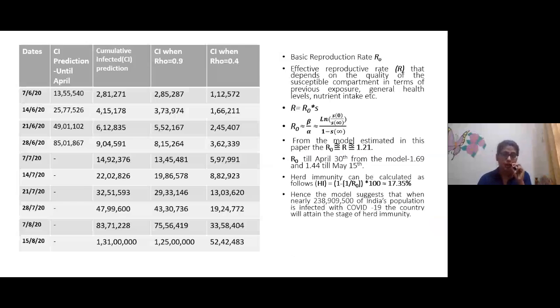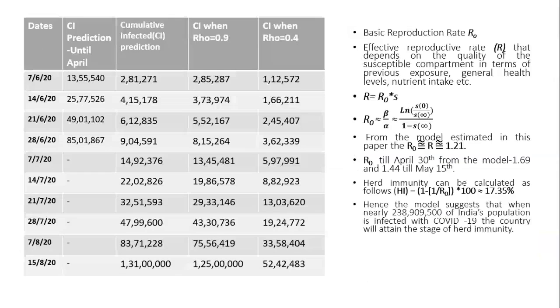When I used the data until April end, the reproduction rate that I got was 1.69. So coming to May 15, the rate that I got was 1.44, and coming to the end of May, it was 1.21. So that is a declining trend in the risk of infection.